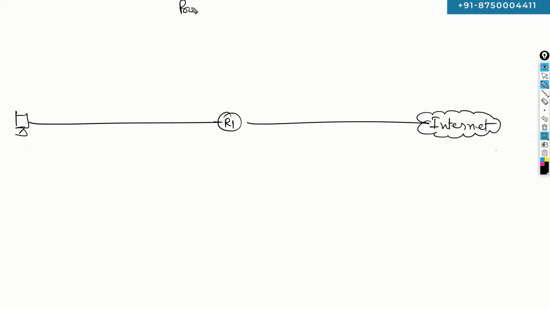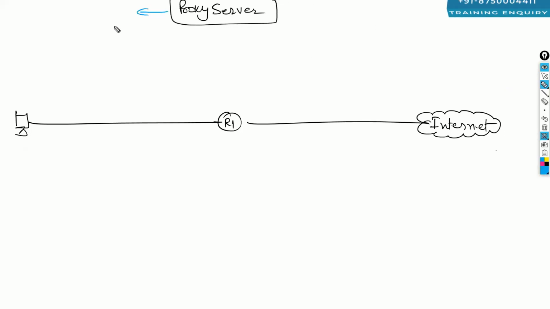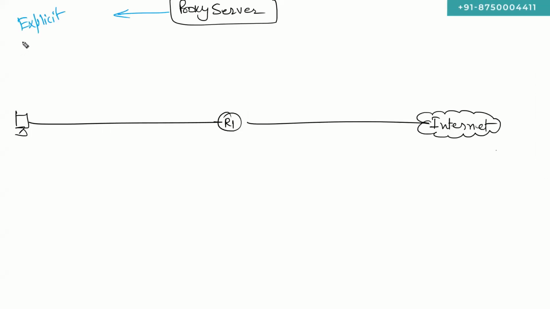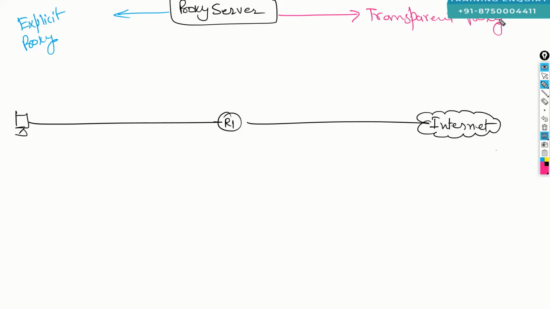They deploy a proxy server, and a proxy server can be deployed in two ways. The first method to implement a proxy is explicit proxy, and the next one is transparent proxy. Explicit proxy and transparent proxy.